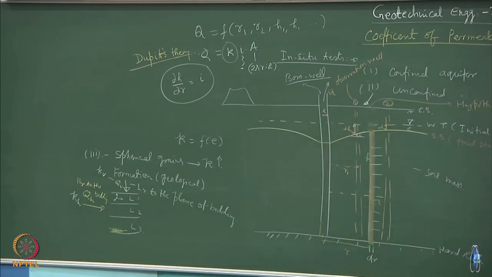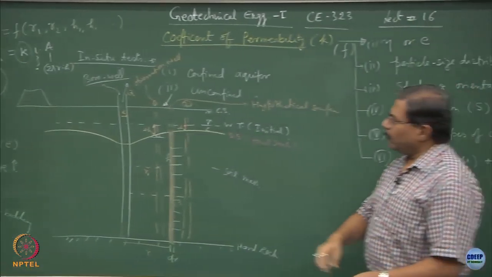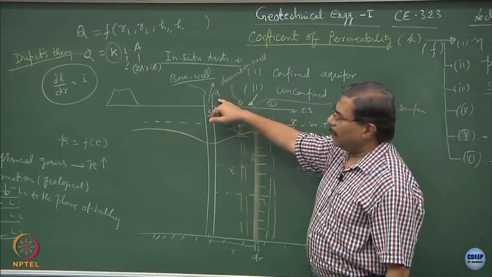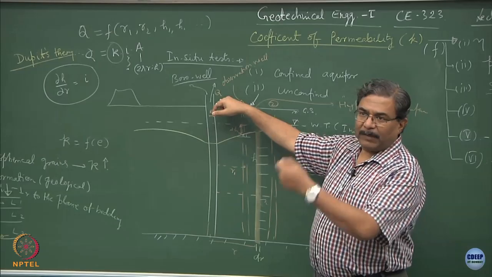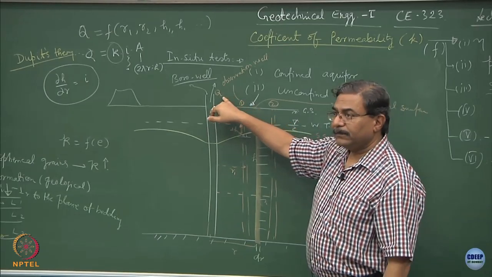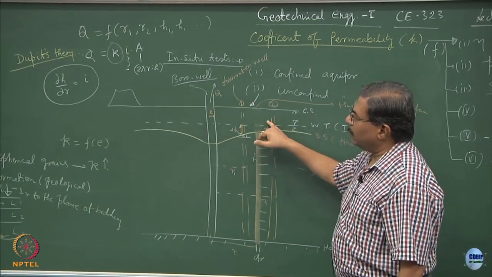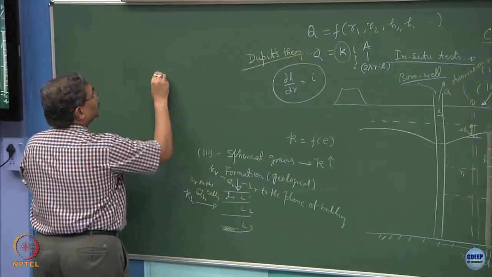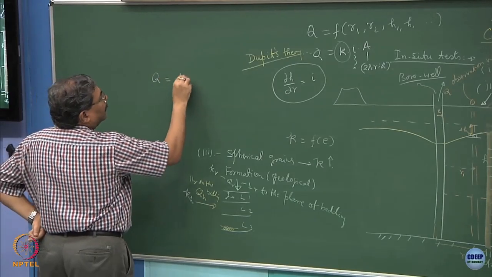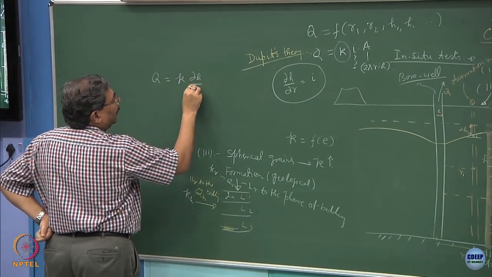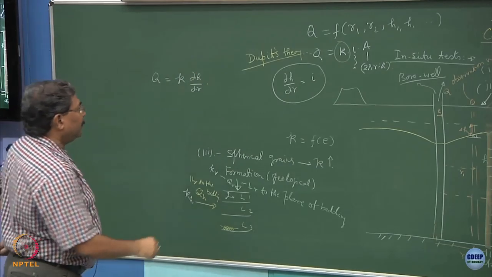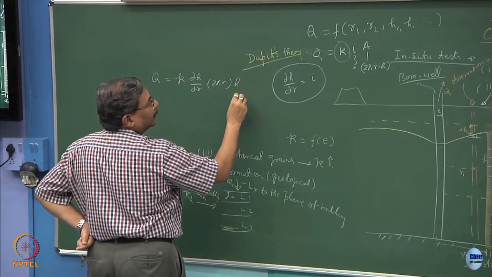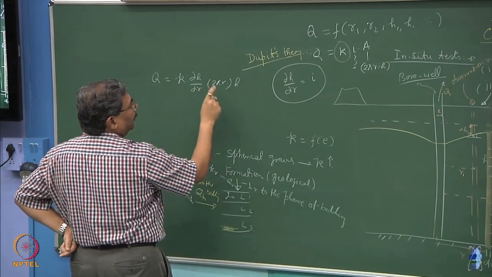Is this okay? Now, we know the value of Q, because the moment I start the pumping out test, I know how much volume of water I have taken out per unit time. So, Q is known. I have two observation wells. Why? Because if you substitute these values over here, you will realize that this is going to be a quadratic equation. So, K into del H upon del R multiplied by 2 pi R into H. Okay, so K i into A.